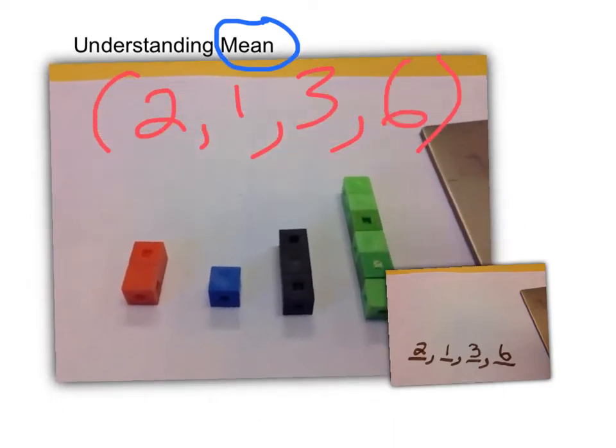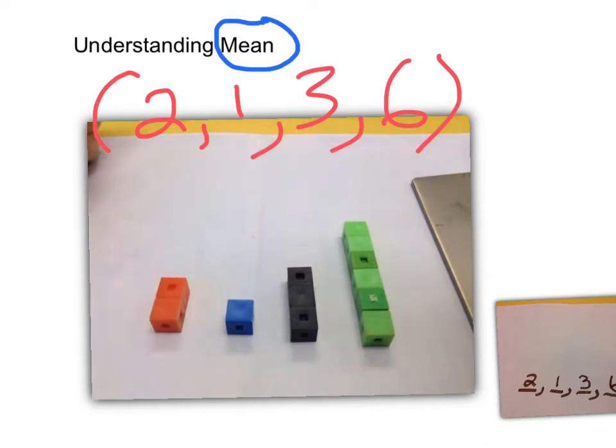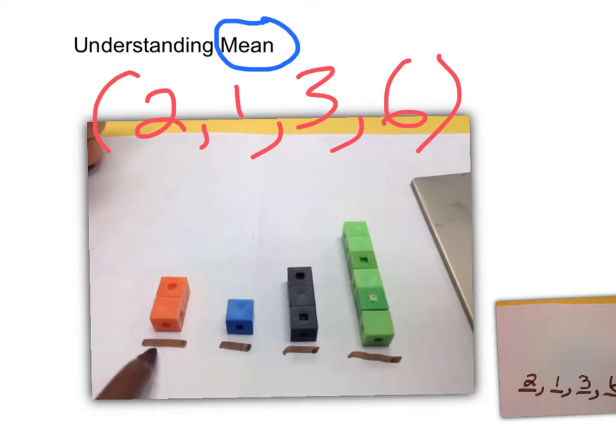So we're going to open up our first one. Here we have a set of data represented by these cubolinks. We have one piece of data, two pieces of data, three pieces of data, and four pieces of data. This data could be the measurement of leaves. So we have one leaf that is 2 centimeters, another leaf that is 1 centimeter, a third leaf that is 3 centimeters, and the fourth leaf measures 6 centimeters. Anyways, it's a set of numbers.